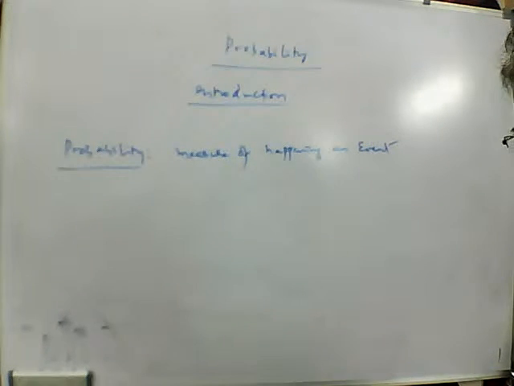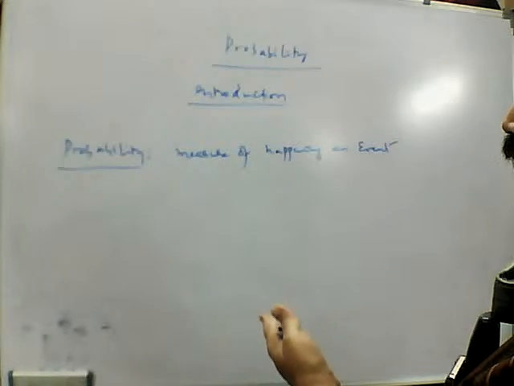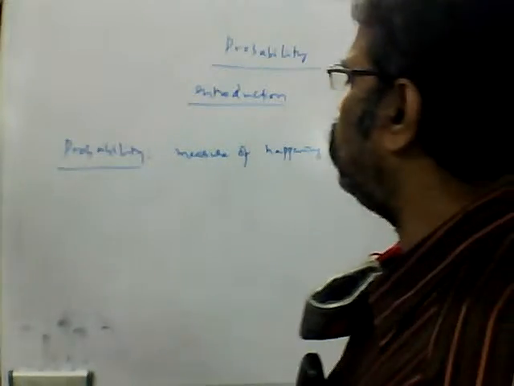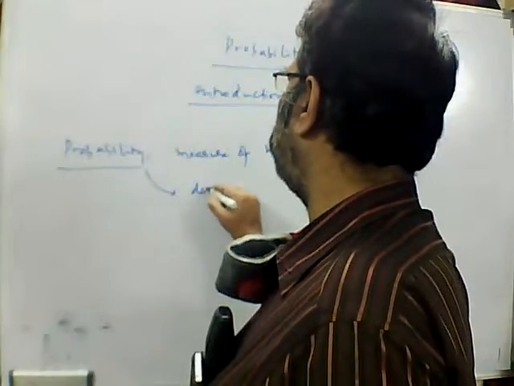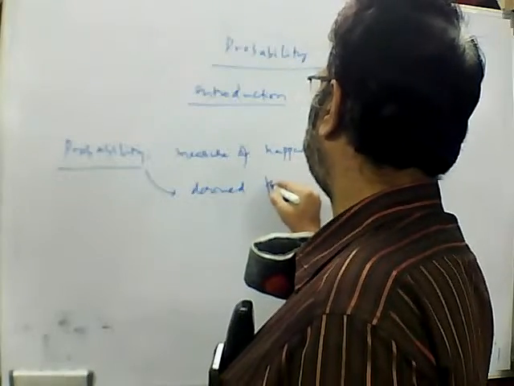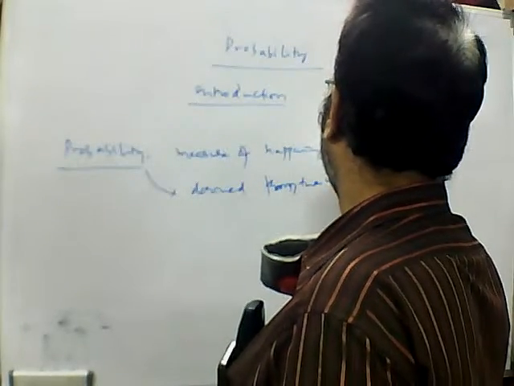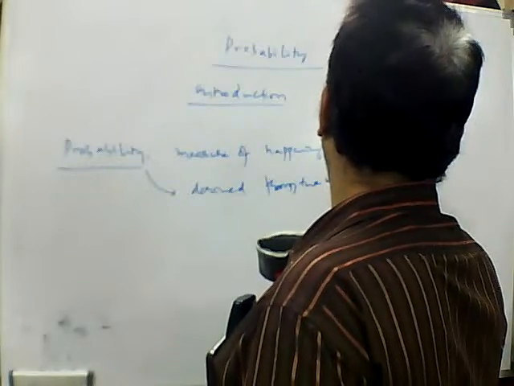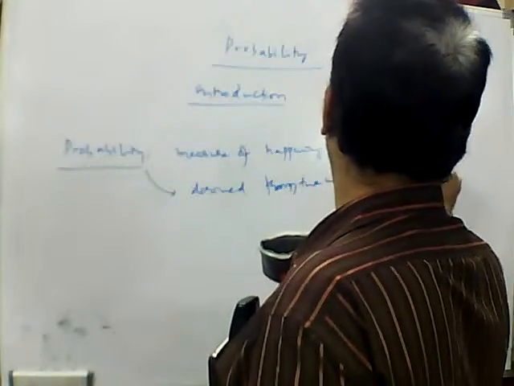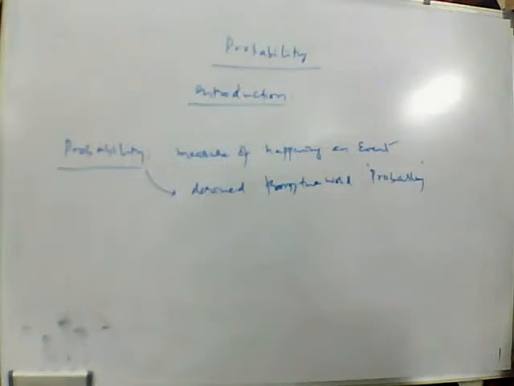We use the word probably. So from that only, probability is called. It is derived from the word probably. So may or may not, that is called probability, right? So probability comes from the word probably.